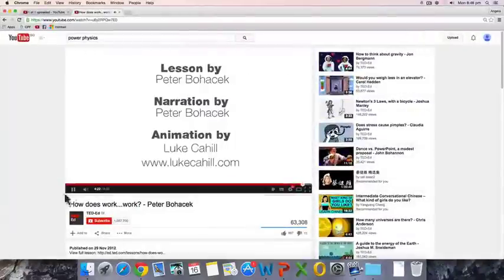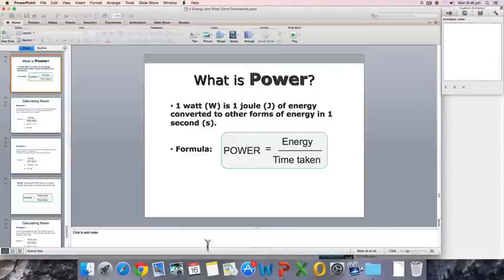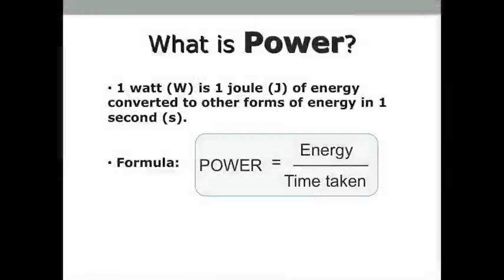Right, so I hope you at least enjoyed the video. There's a lot of information, but don't worry, we'll go through the idea of power. So just a quick recap, we went through what's work done. Work done is force times the distance in the direction of the force. Okay, so W equals F times D.